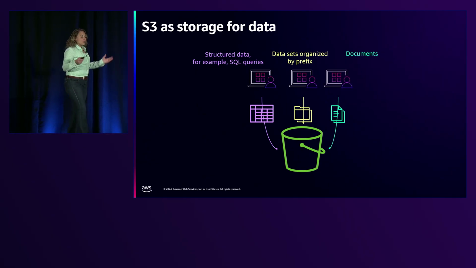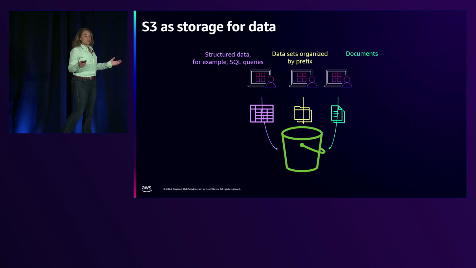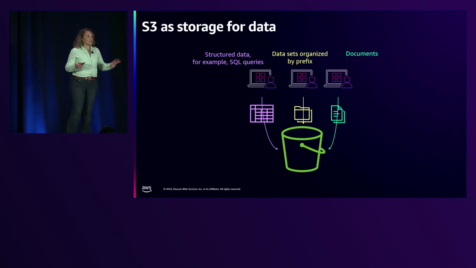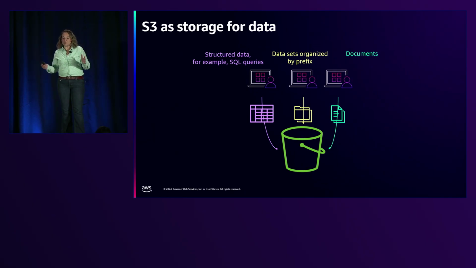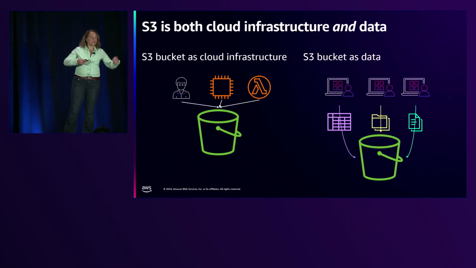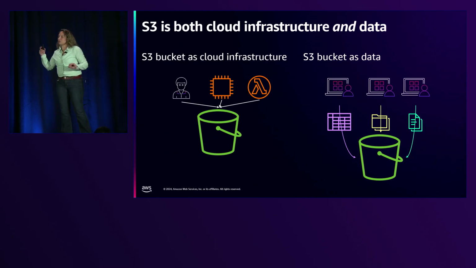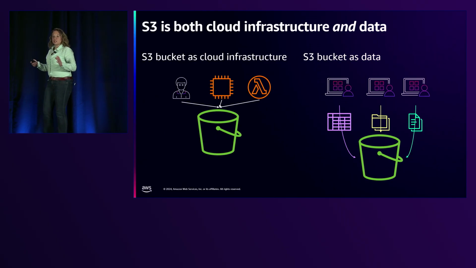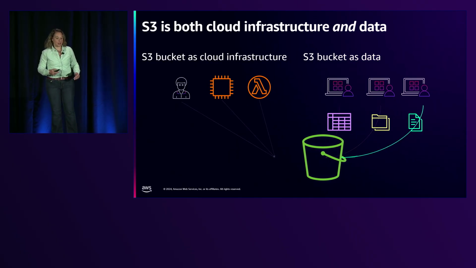And then increasingly, documents. Think about Gen AI use cases and retrieval augmented generation, or RAG. Those are generally going to be documents. And this is data in S3. And actually, the way you think about your S3 bucket as your cloud infrastructure and your S3 bucket as a container for data are a little bit different, and both of them are going on at the same time, right?